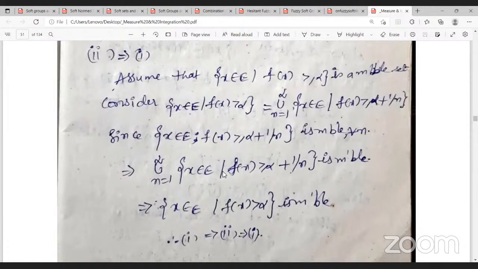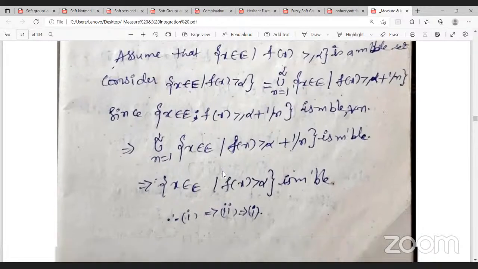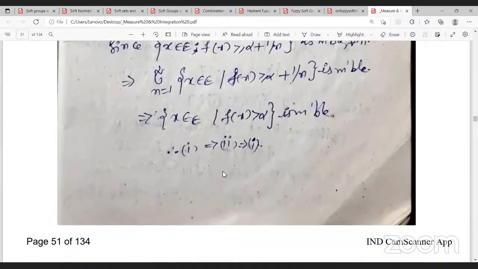Therefore the set of x belongs to E such that f of x greater than alpha is measurable. Finally, f of x is a measurable function. Okay?